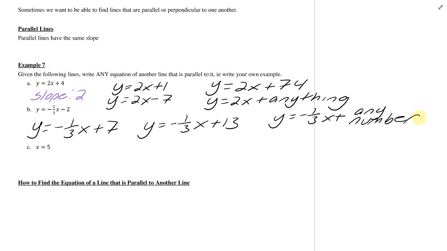Now be careful with C though. What type of line is this? And don't say a straight one. Everybody always says it's a straight line, and I'm always like, oh my god, all lines are straight. Yes, I know. It's a specific type of straight line, right?